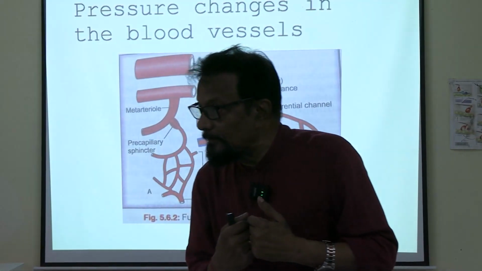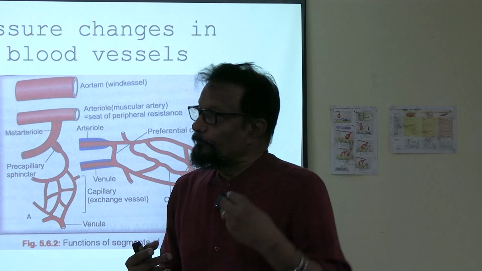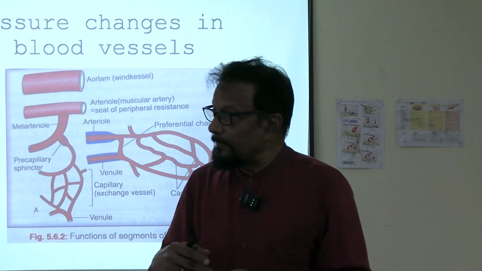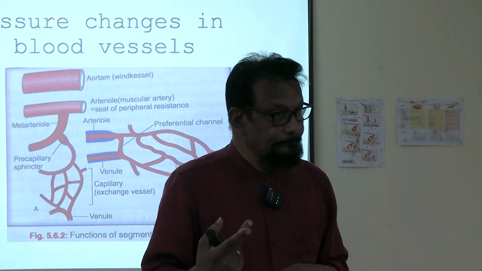Now, the vessels originate from where? Our heart. From the ventricles, right ventricle and left ventricle. So, right ventricle, pulmonary artery; left ventricle, aorta.